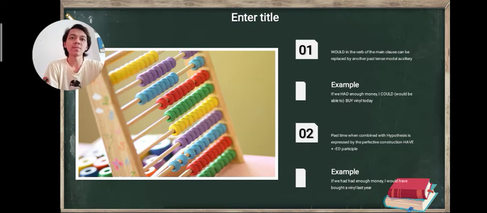Past time, when combined with hypothesis, is expressed by the perfective construction have plus past participle. For example, if we had enough money, I would have bought a vinyl last year.